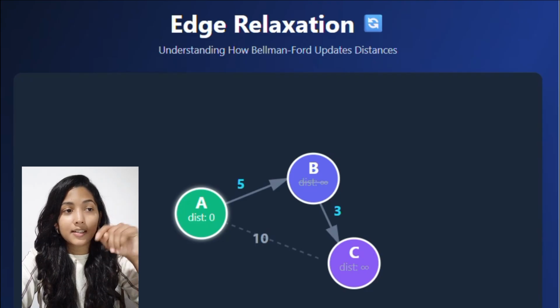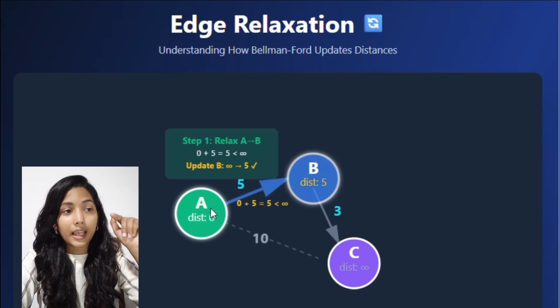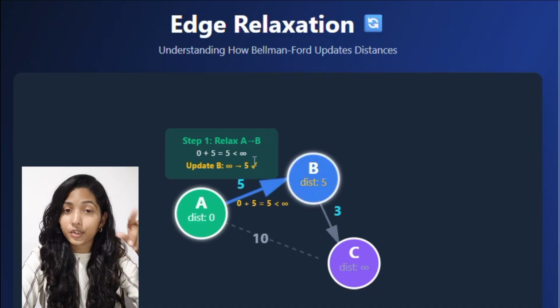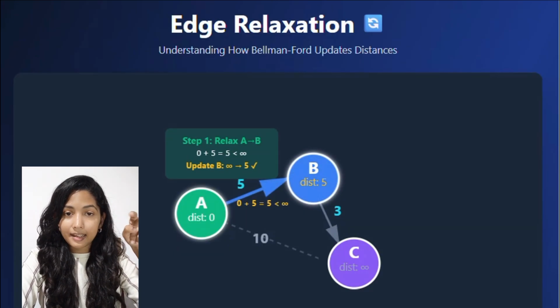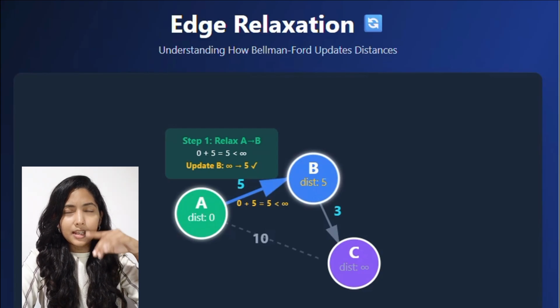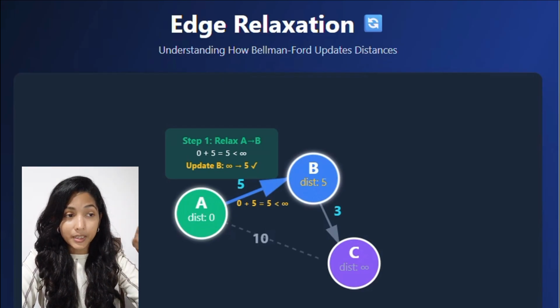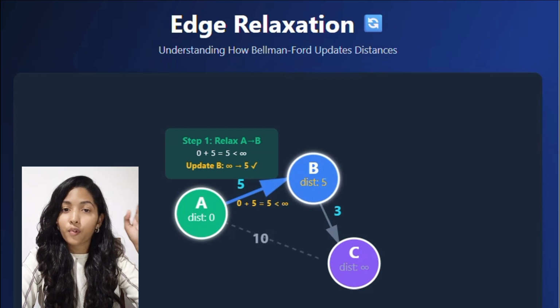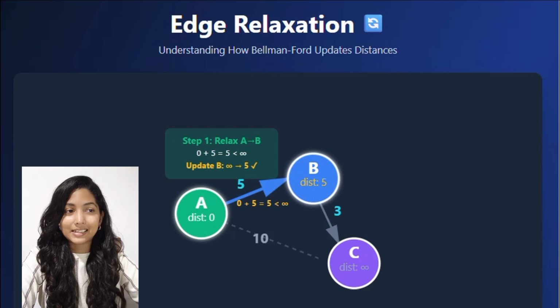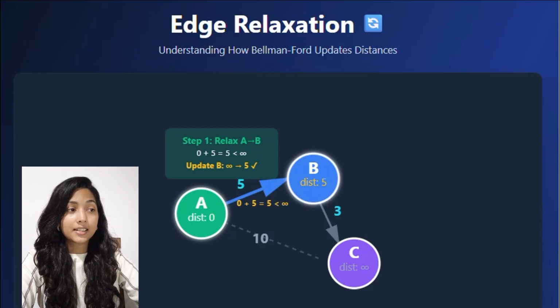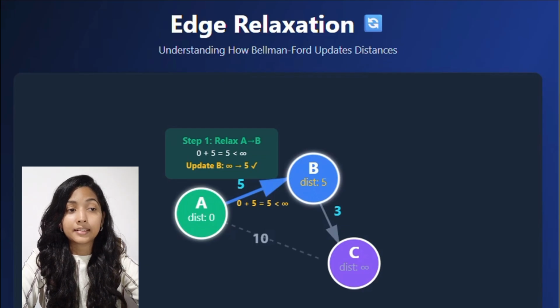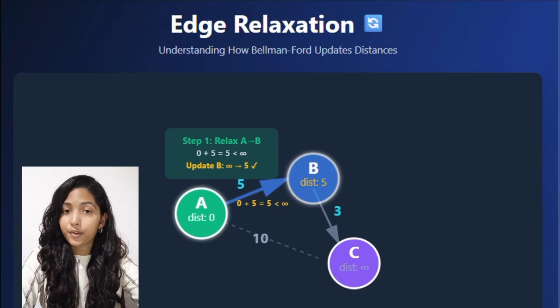Step 1 is the first relaxation, A to B. The calculation is distance of A plus weight. Distance of A is 0, weight is 5, so the total is 5. Is 5 less than infinity? Yes. So we update B from infinity to 5. This is relaxation. We found a better path, so we update the distance. See how B lights up and changes from infinity to 5.